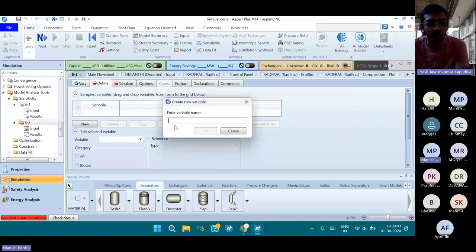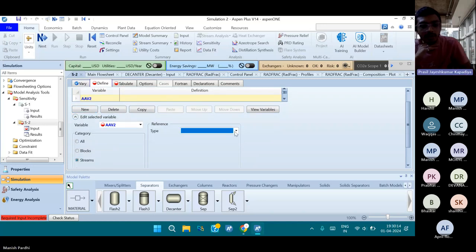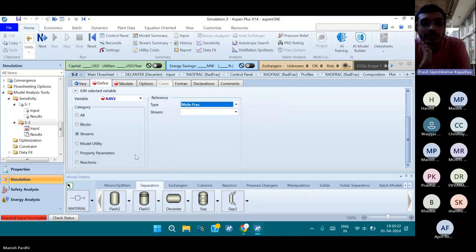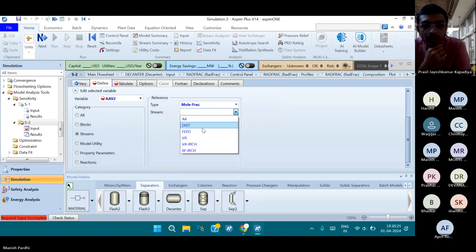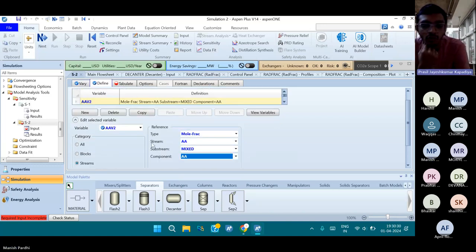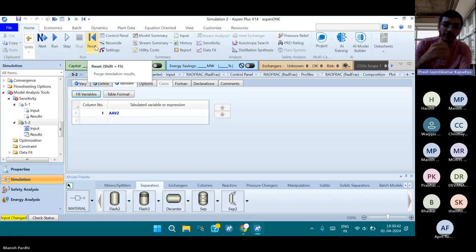Okay, define. Let's define. Give any name you want to give. Okay, AAV. So it's a stream variable, mole fraction. Mole fraction of which stream? AA stream, component acetic acid. Tabulate the way you want to. Reset first and then run.